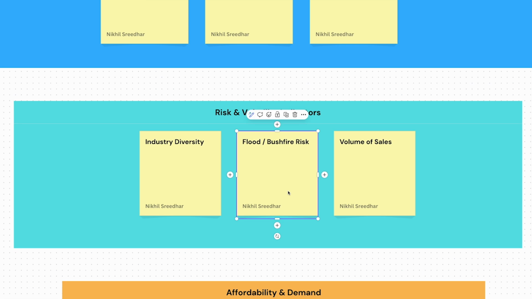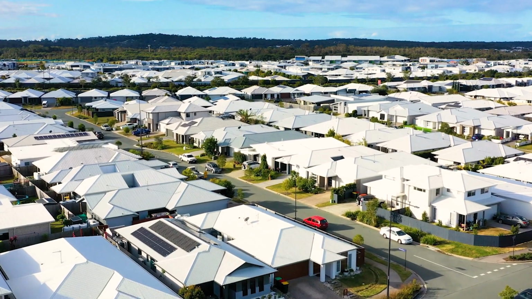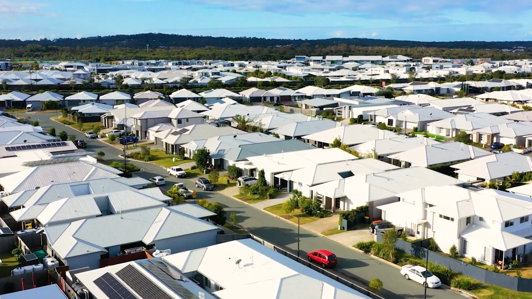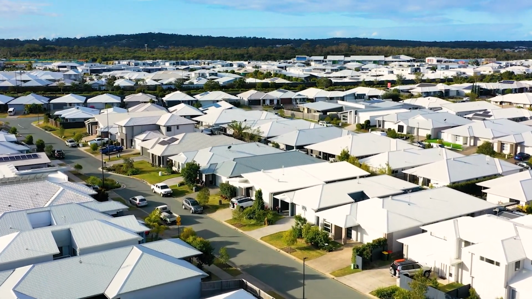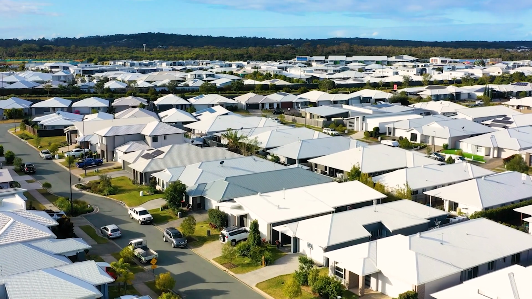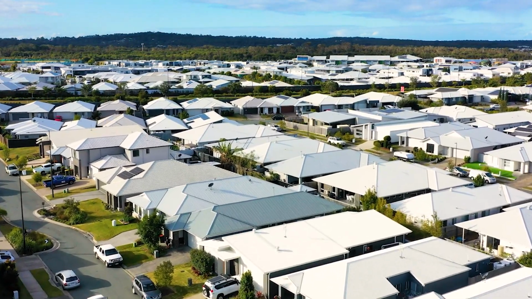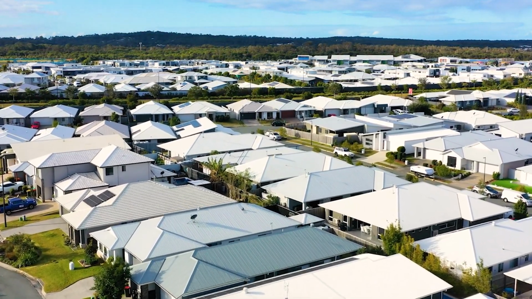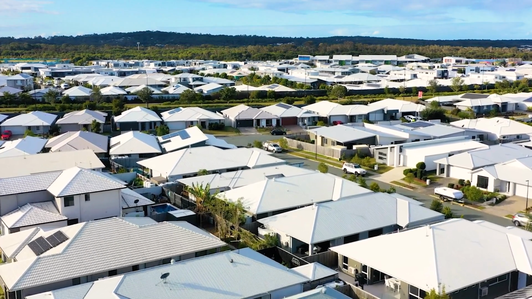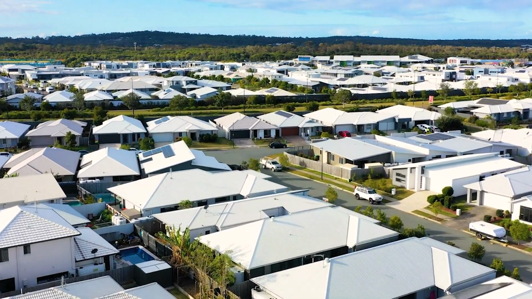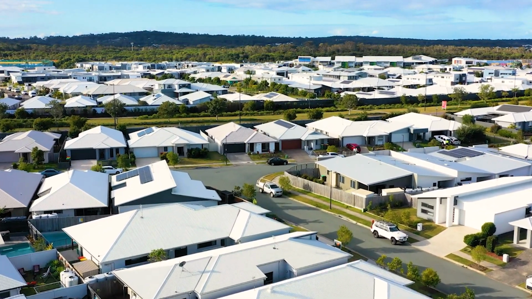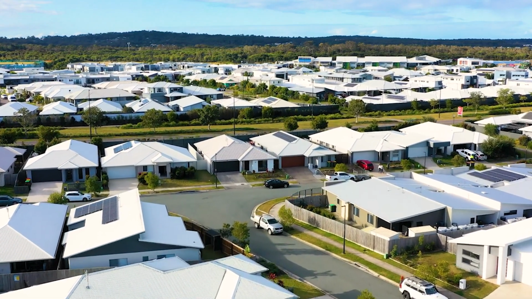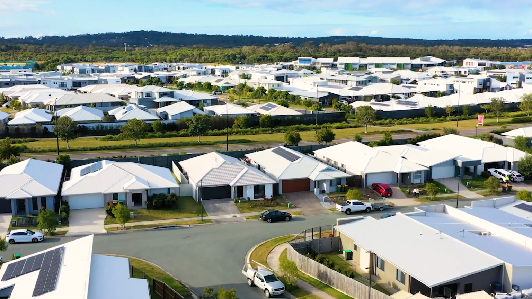The next risk layer to overlay is flood and bushfire risk. Properties in high-risk zones cost more to insure and are less attractive to buyers and renters. You don't want to be buying in a place where all of a sudden the insurance costs can go from $2,000 a year up to $10,000 a year. And that's very common in some parts of North Queensland. So always check the risk maps, such as flood maps and bushfire maps, and either avoid or price in the risk carefully.